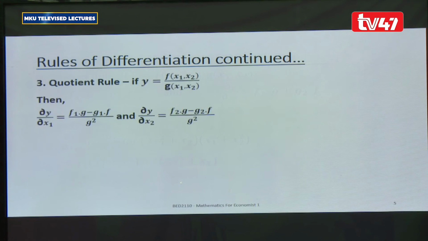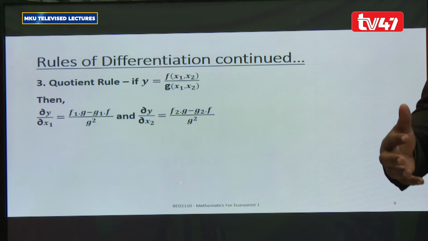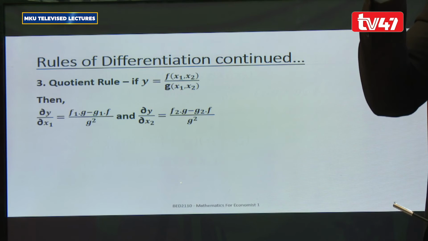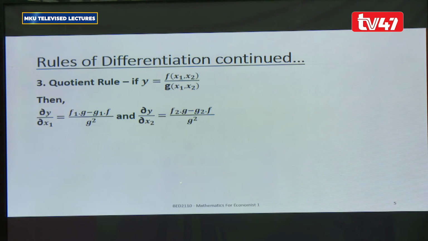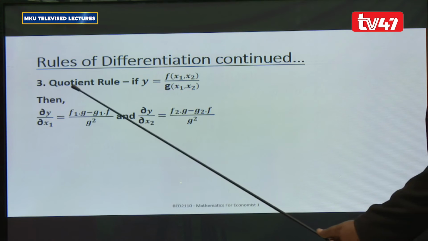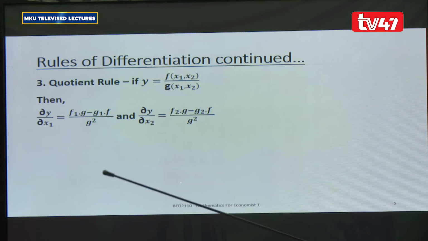The third rule is what we call the quotient rule. Now the quotient rule ideally is applied when we are getting the partial derivative of functions in which we have the numerator and the denominator. Now in this case, a function y, in which case we have the numerator as f(x1, x2), and the denominator is another function g(x1, x2).